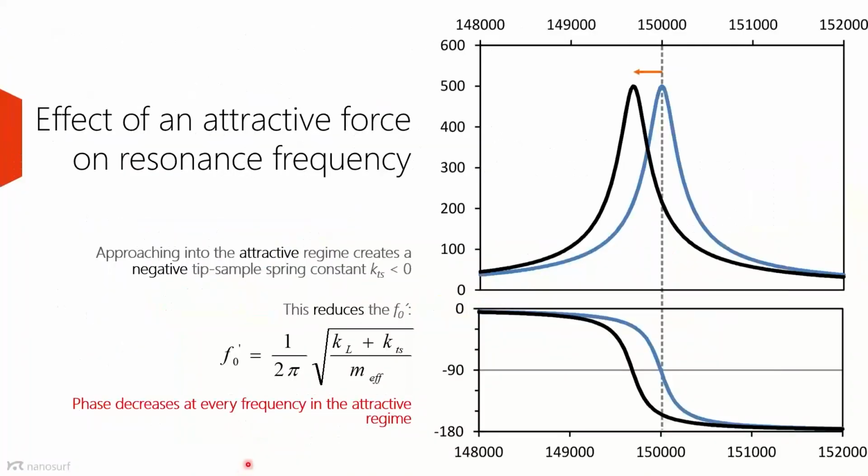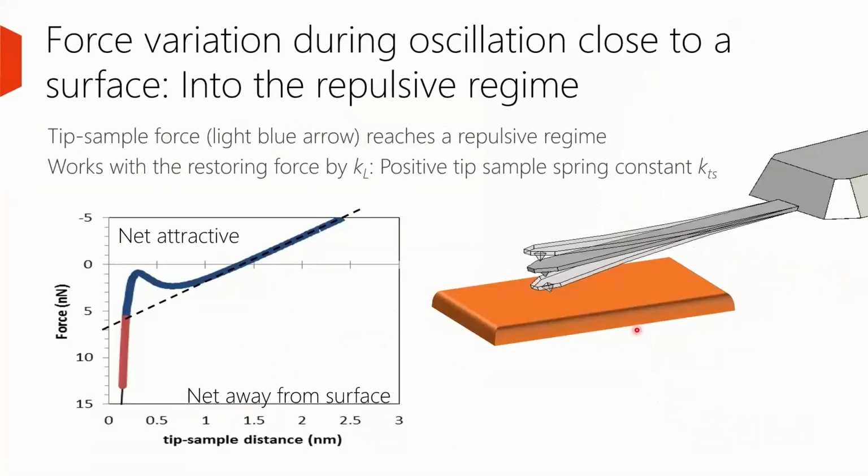If we put that in the equation we had for the resonance frequency, you see KL plus KTS, but if KTS is negative, the resonance frequency is dropping. So if I get close to the surface in the attractive regime, you see that the resonance frequency is going to a lower value. As a result, the amplitude drops if I started at the top. But what's interesting now for today is that at every excitation frequency that I would choose, the phase of the black curve is lower than that of the blue curve. So that is the case for the attractive regime.